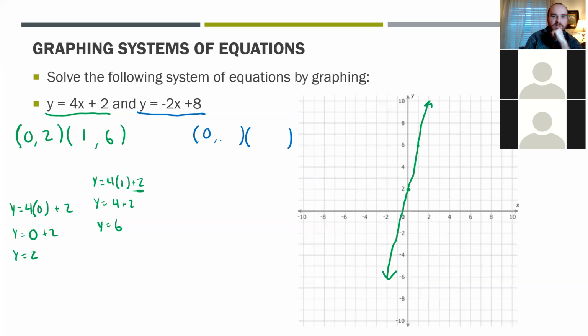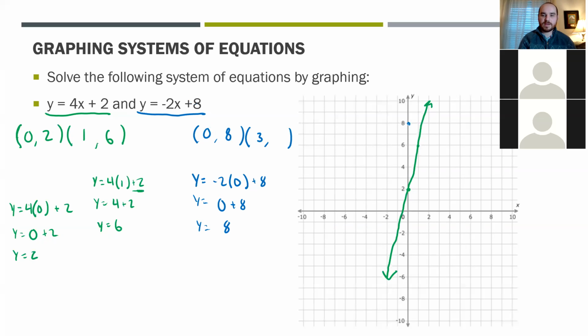So 0 and 3. 0 is always a good pick. So I would strongly recommend using that one first because it's going to be the easiest, and then you can pick whatever you want for the second one. 3 is usually, or 1 is usually easier, but we'll do 3 this time just for fun. So y equals negative 2. We're replacing our x with 0 plus 8. So negative 2 times 0 is just 0 plus 8. Y equals 8. So our first point is 0, 8.